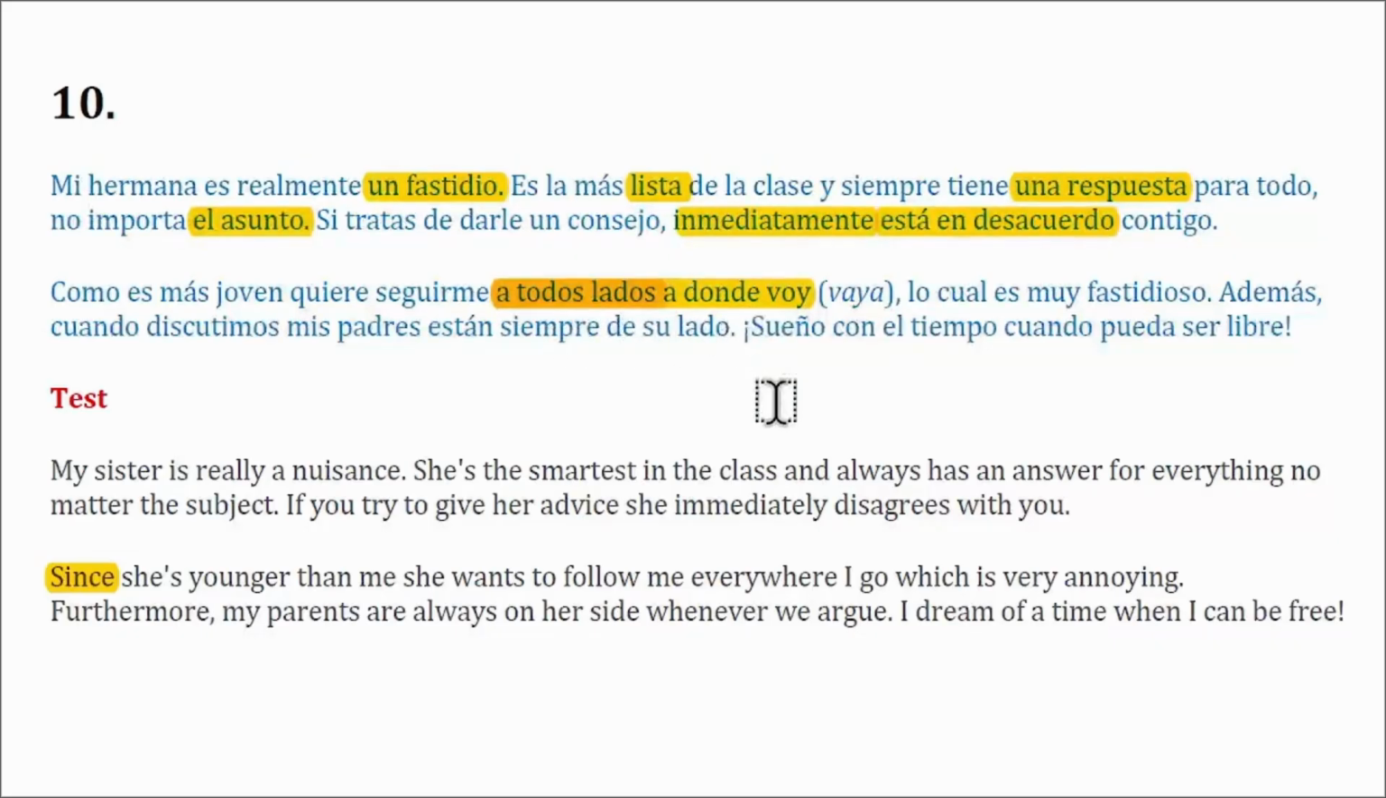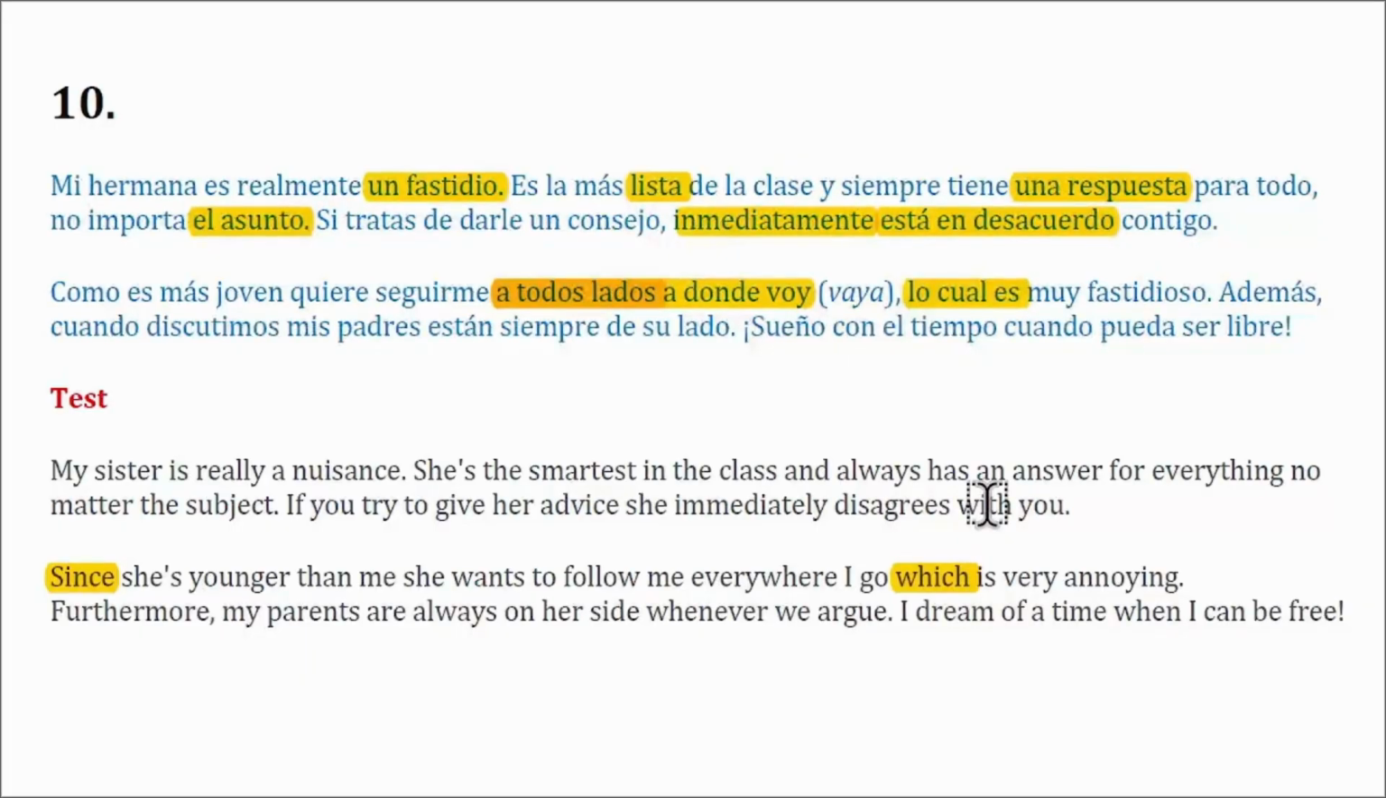So it's much more complicated. A todos lados, a donde voy. You could also put vaya, use this subjunctive there, to everywhere I might go. This is an example of nothing triggering the subjunctive, but we can just use it on its own. Either way would sound correct. Then in English, we have the word which is lo cual es in Spanish. Lo cual es muy fastidioso, which is very annoying.